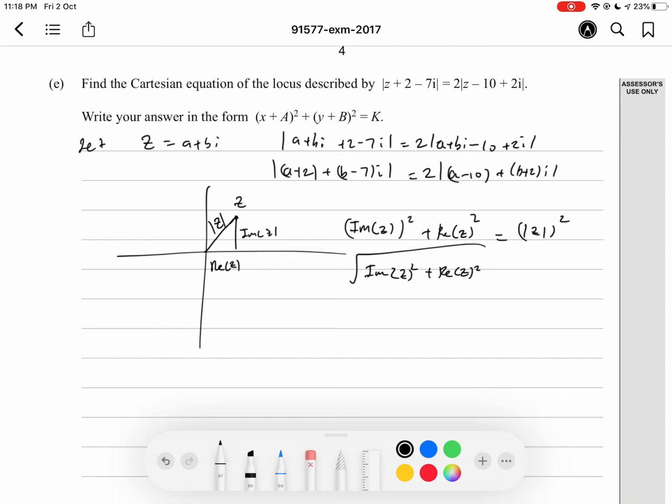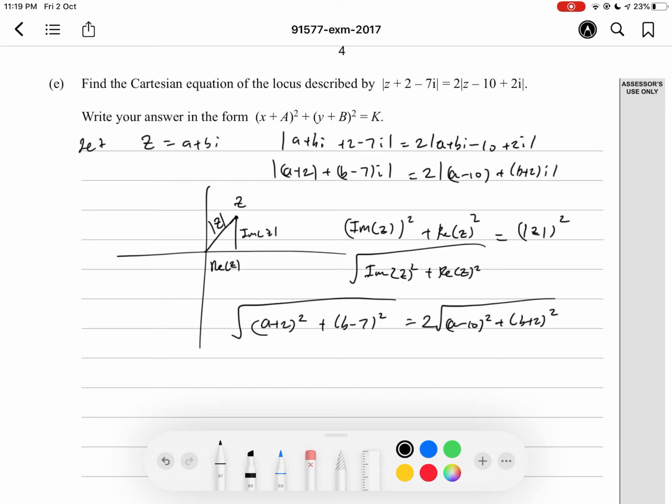So we're going to do the exact same thing here. For the left hand side, a plus 2 is the real term and b minus 7 is the imaginary term. For the right hand side, a minus 10 is the real term and b plus 2 is the imaginary term. So now we can use that to find our modulus. We have the square root of a plus 2 squared plus b minus 7 squared, that equals 2 times the square root of a minus 10 squared plus b plus 2 squared.